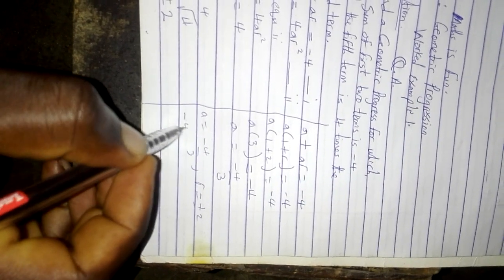We have minus 4 over 3, then the second one, which is A R, is minus 4 times 2, that is minus 8 over 3. Then another one is minus 16 over 3, and so on.